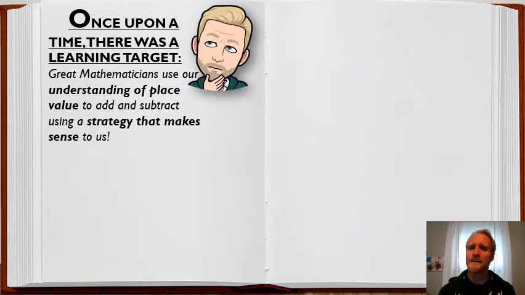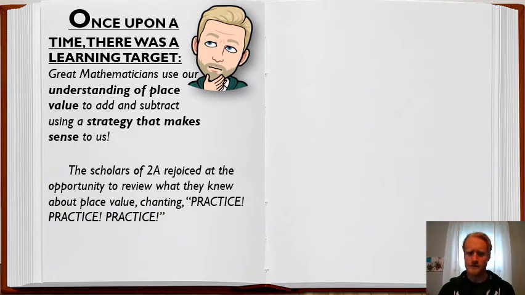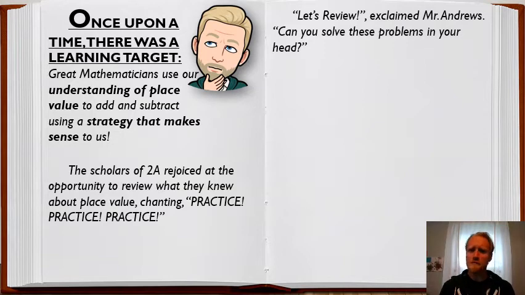Once upon a time, there was a learning target. Great mathematicians use our understanding of place value to add and subtract using a strategy that makes sense to us. The scholars of 2A rejoiced at the opportunity to review what they knew about place value, chanting, "Practice, practice, practice." "Let's review," exclaimed Mr. Andrews. "Can you solve these problems in your head?"